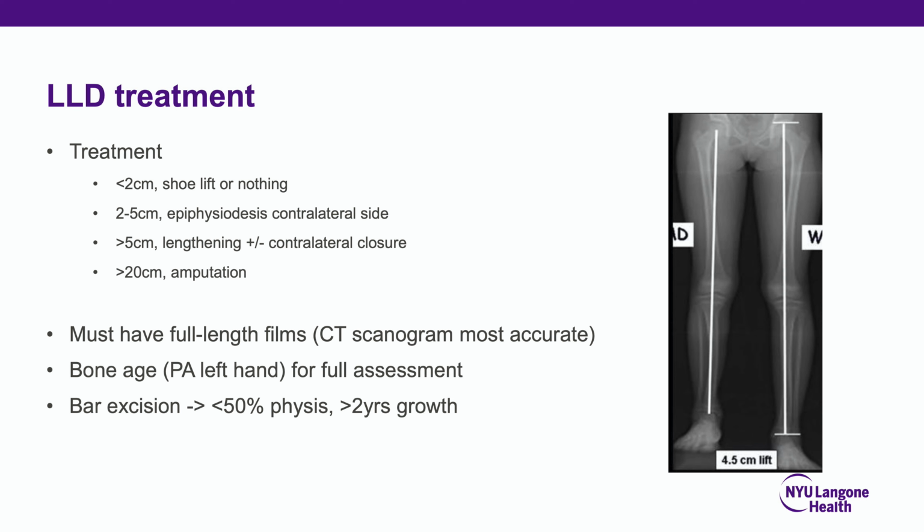Full-length films are a must. The EOS evaluation will not be an answer choice, and so for the boards, one should pick CT scanogram if available. A bone age film, which is a PA X-ray of the left hand, is necessary for full assessment, and in the cases of trauma and physeal bar, a bar excision is recommended when less than 50% of the physis is involved and the child has greater than 2 years of growth remaining.